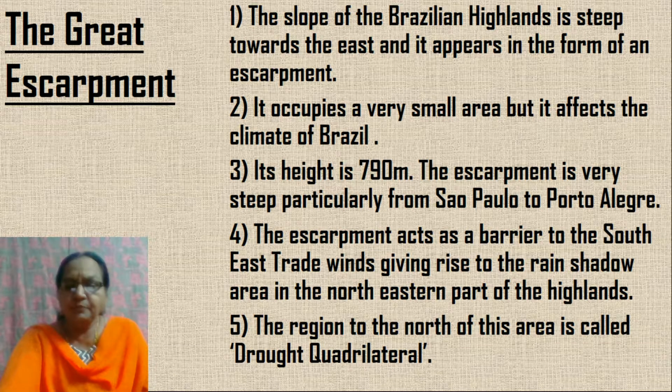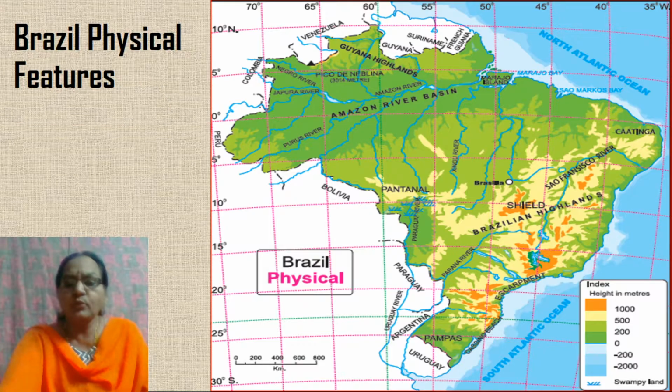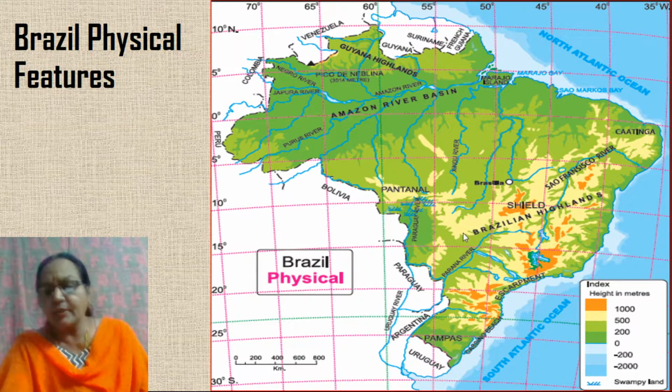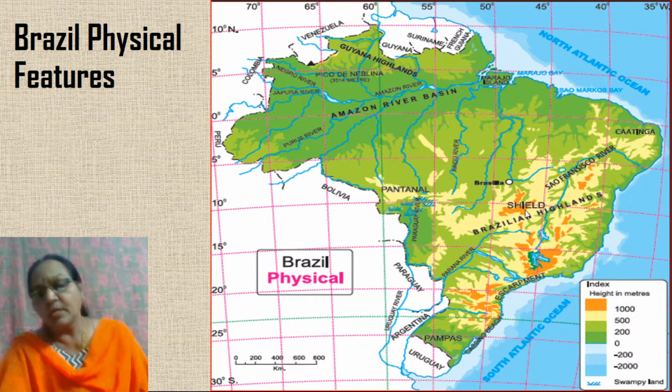See, this is the Great Escarpment, and you find it is rather steep. The Brazilian highlands are steep on the eastern side, and it forms a Great Escarpment. Its maximum height is 790 meters. Though its area is very small, it has a great influence on the climate of Brazil.